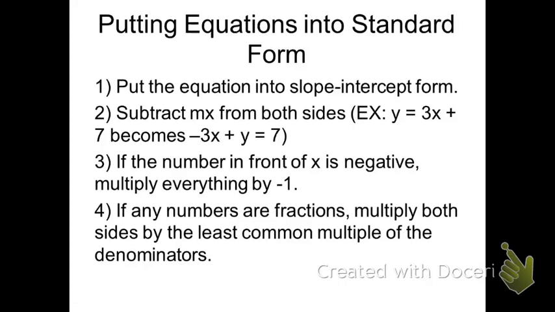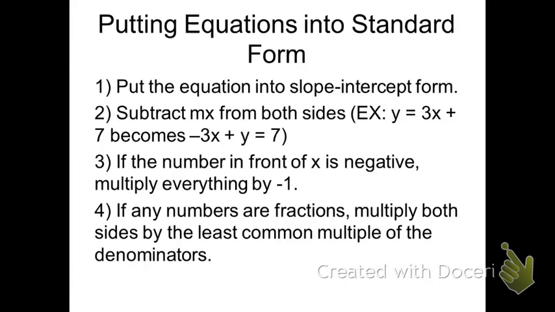First step of putting an equation in standard form is to get it into slope-intercept form. And hopefully we know how to do that by now. If you don't, click back and watch the slope-intercept form video. Then we're going to subtract mx from both sides of the equation. So if we had y equals 3x plus 7, and we subtract 3x from both sides, we now have negative 3x plus y equals 7.